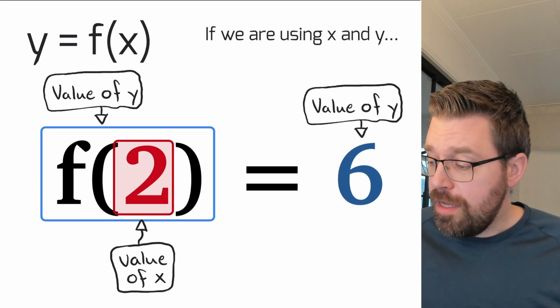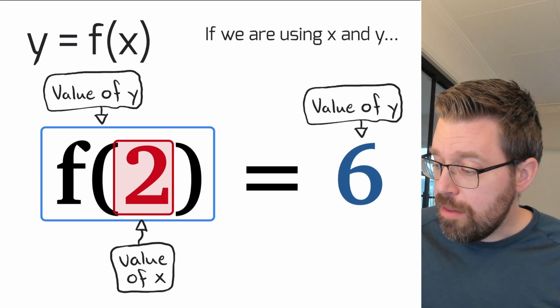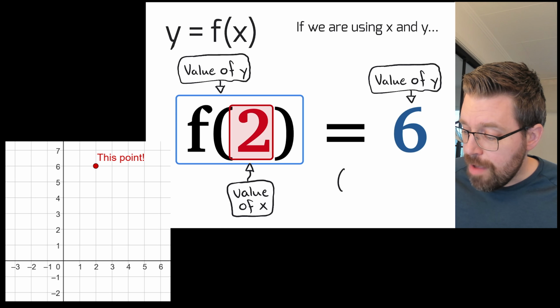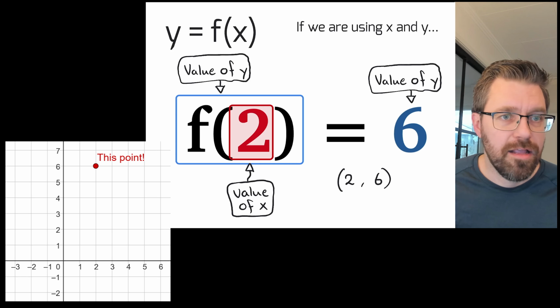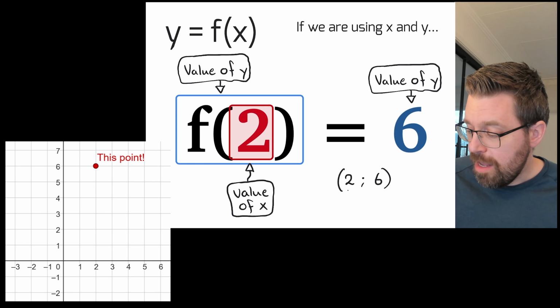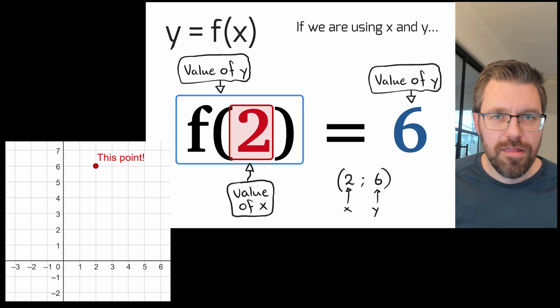So this bit is always x. So this information is really a point in the coordinate system. It really is the same as writing (2, 6) like this, or you can write that. So when the x is 2, then the y equals 6.